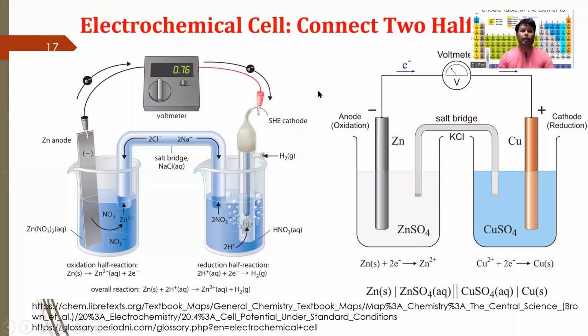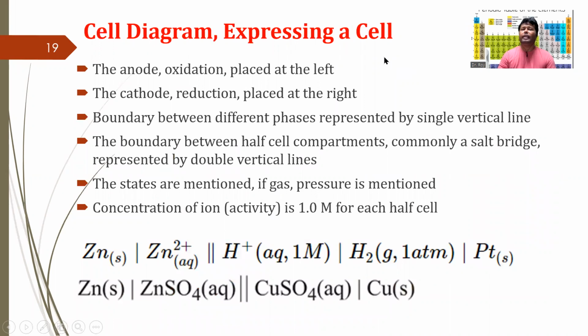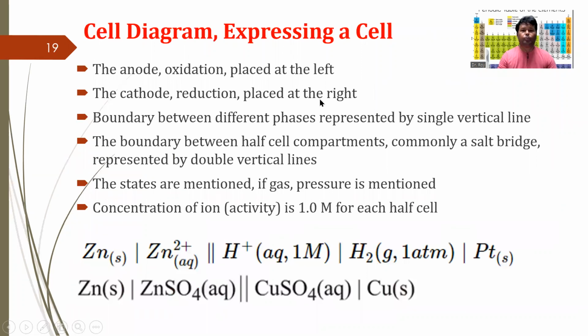We will see the rule in the next slide. So what is the rule, how can we write down the cell diagram, how can we express a cell? The anode, oxidation, is placed at the left. Previously we have seen that this is our oxidation part, this is our reduction part. So the oxidation part should be on the left side and the reduction part should be on the right side. And then the cathode, reduction, is placed at the right.